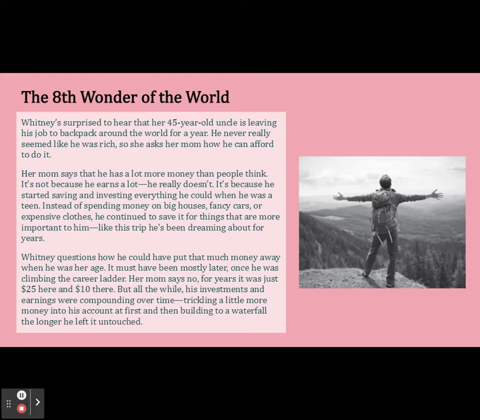Instead of spending money on big houses or fancy cars or expensive clothes, he continued to save it for things that are more important to him, like this trip he's been dreaming about for years. And so Whitney questions how he could have put that much money away when he was her age. And it must have been mostly later when he was climbing the career ladder. Mom says no, for years it was just $25 here and $10 there, but all the while his investments and earnings were compounding over time, trickling a little more money into his account at first and then building to a waterfall the longer he left it untouched.